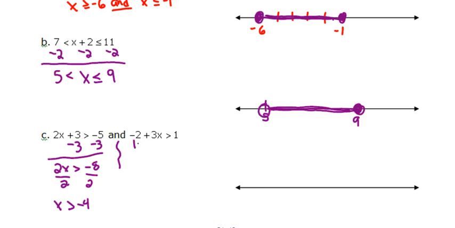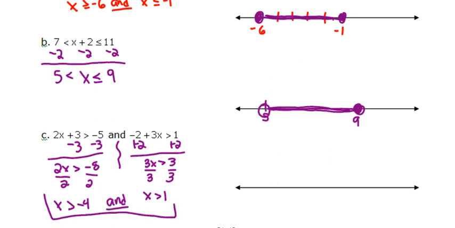Over here I'm going to add 2, and I get 3x is greater than 3. I divide by 3, and I get x is greater than 1. So my solution, I need the and in between here, is x is greater than -4 and x is greater than 1. So when it's not written with x in the middle, what I like to do is actually graph it above and see where my solution would be before I put my final answer in here.